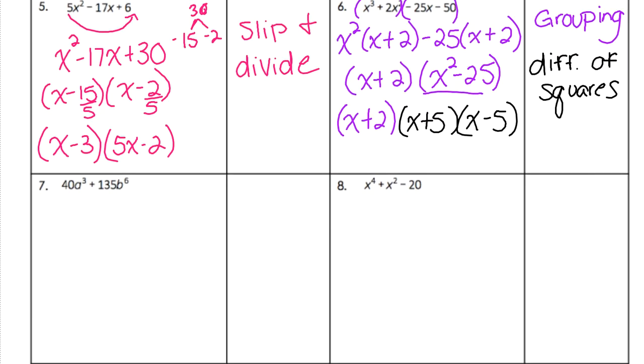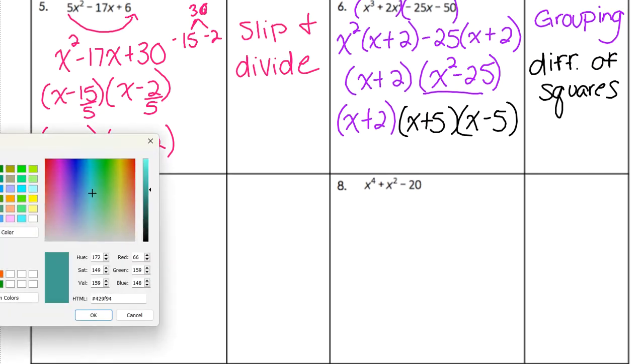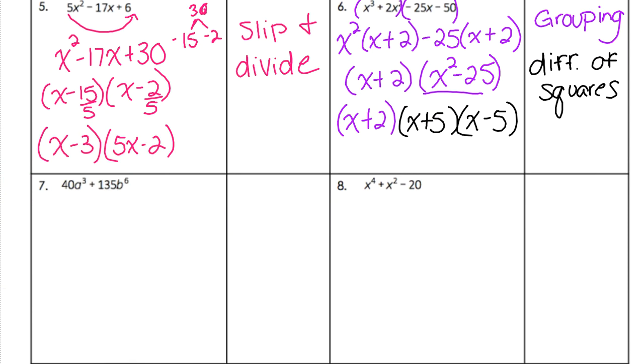Okay, last two problems here. So for number 7, 40a cubed and 135b to the 6th. I do know that 40 and 135 are both multiples of 5. So the first thing I'm going to do is take out a GCF, and see if what's left is factorable. So both of these are divisible by a 5. So when I divide that out, I'm left with 8a cubed, and I'm left with 27b to the 6th.